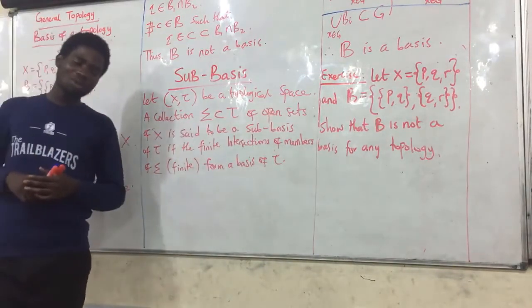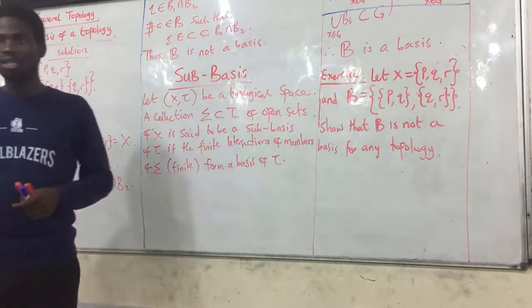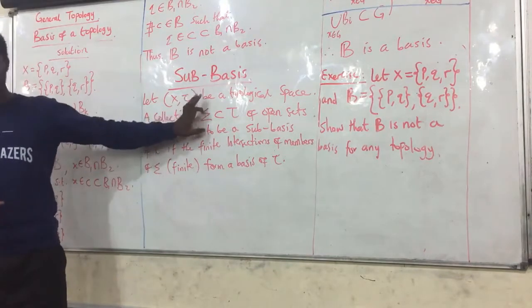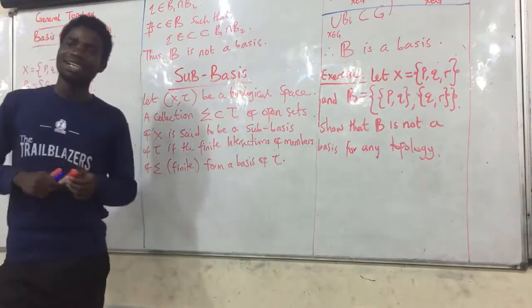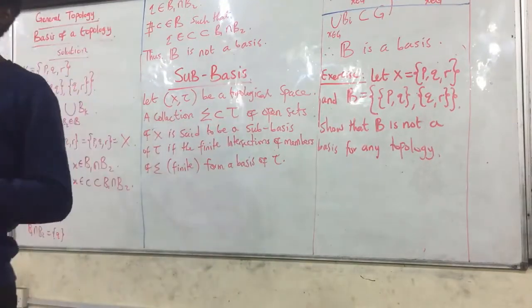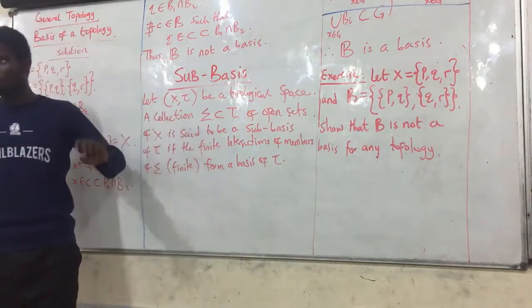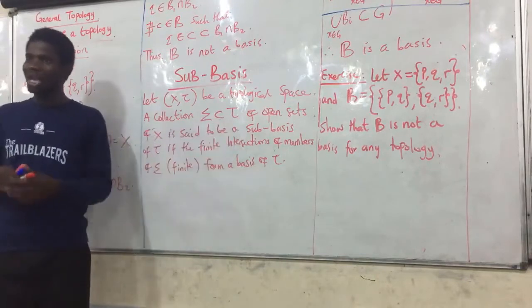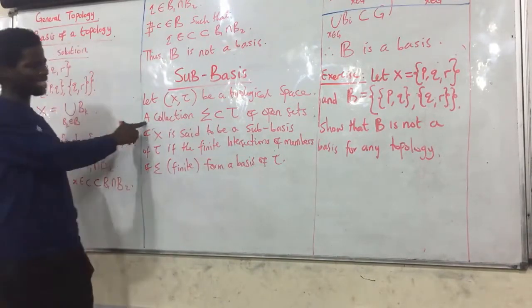When I wanted to define a basis, the first definition of a basis, we also call it a family or a subfamily B inside the topology. That is, the elements inside a basis are open sets. The elements inside the sub-basis are also open sets because they are subsets of the topology, and every element in the topology is called an open set.